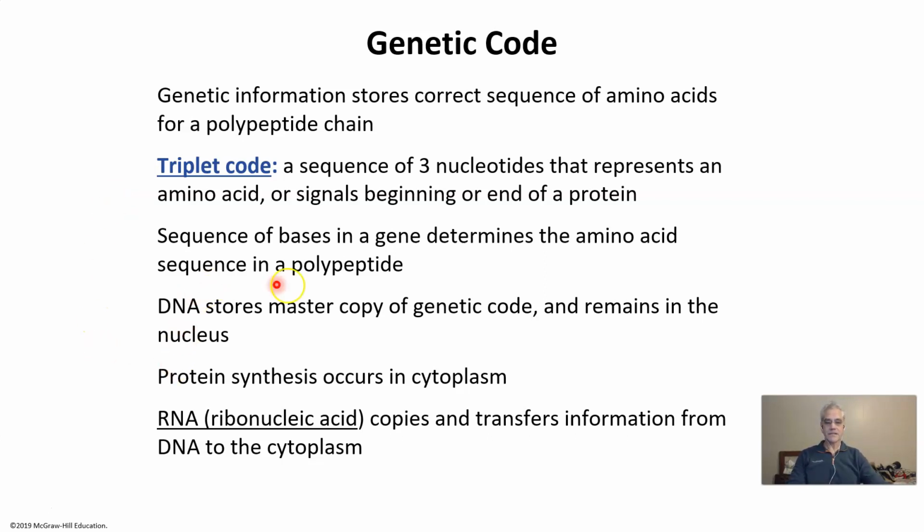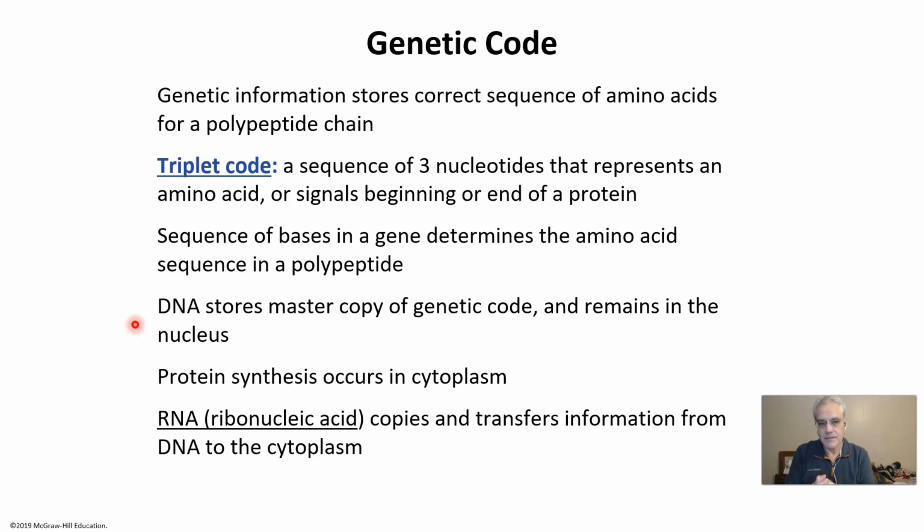There you go. So the sequence of bases in a gene determines the amino acid sequence in a polypeptide. Whatever the order of the triplets is, that's the order of my protein in the end. If I want a certain order of my protein, I can't have the triplet codes all mixed up. They have to be in order. So DNA stores the master copy of the genetic code and remains in the nucleus. I've already told you that. It's the cookbook. The cookbook never leaves the nucleus. Bodyguards at the nuclear pores say, DNA, you're staying here, you're not going anywhere.